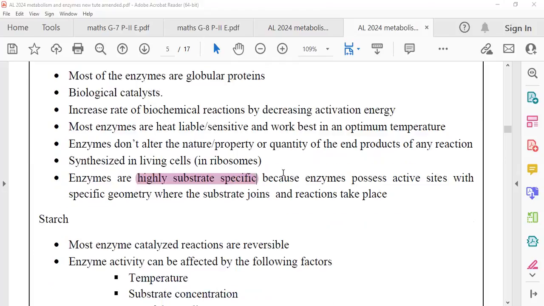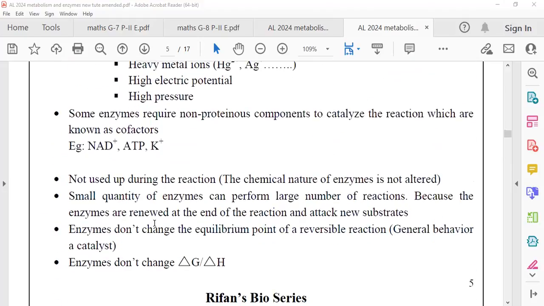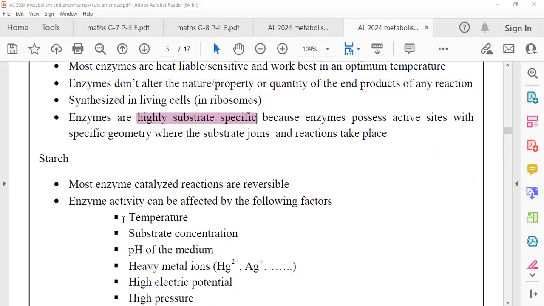Yes, sir. So actually it is like a lock and a key. All of us have seen a key. In a key, there will be a particular geometrical shape, correct? If you insert the key inside the lock, its opposite shape is there. Understood?